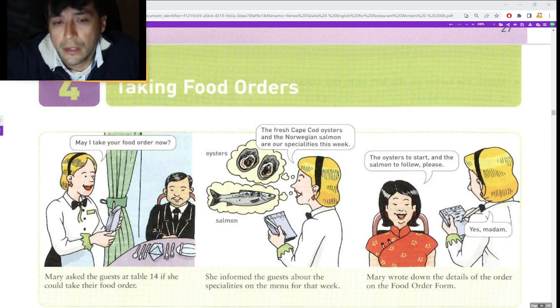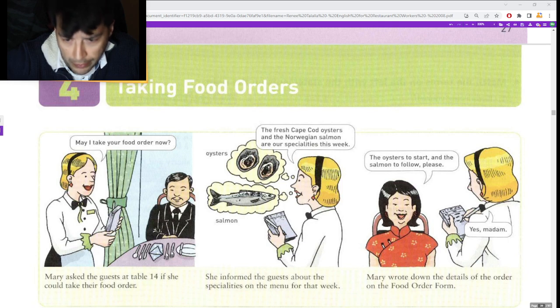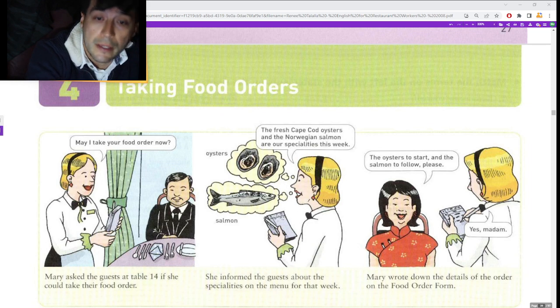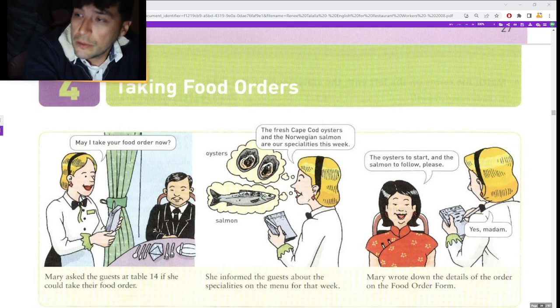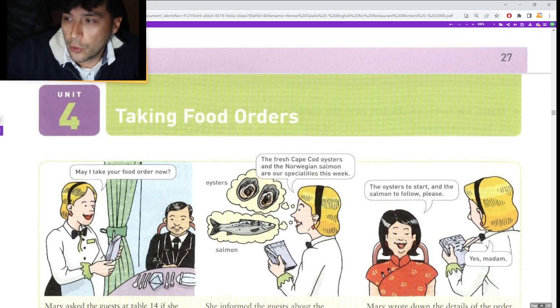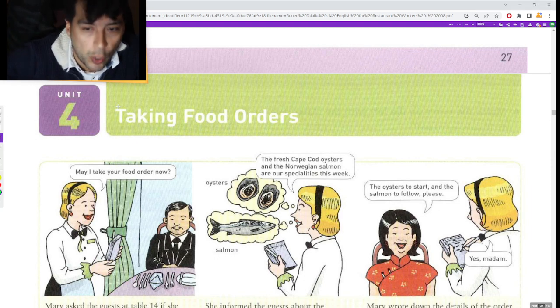Restaurant. This unit is about taking a food order. So, in this class, we're taking a food order. Taking food orders.